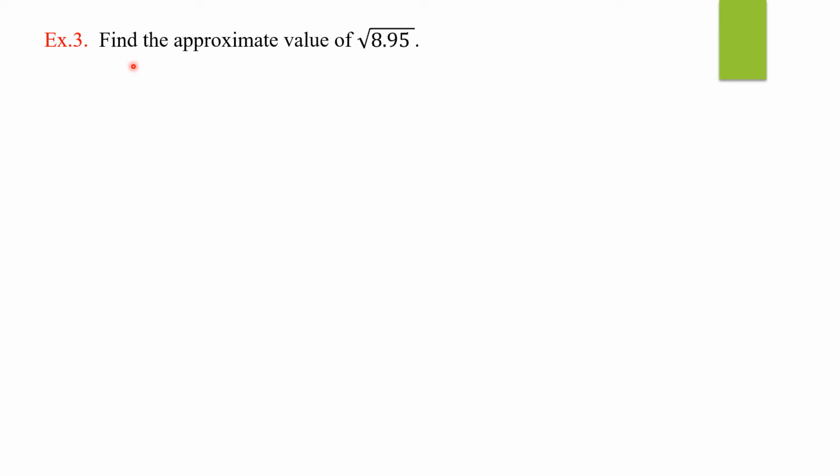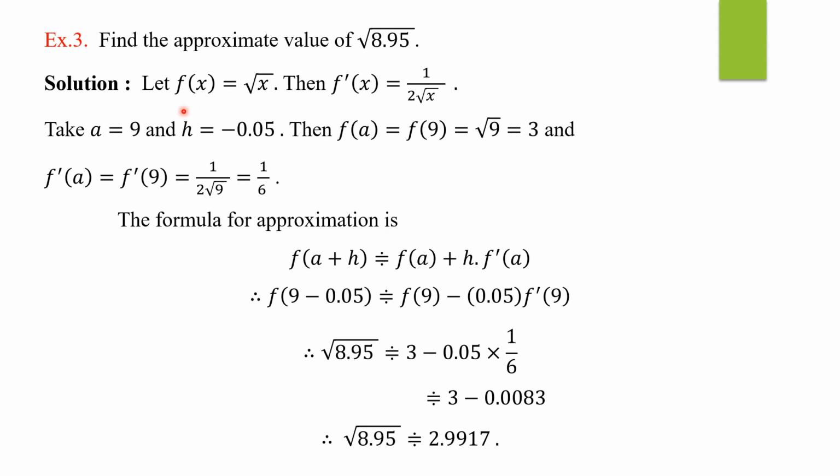Example number 3. Find the approximate value of root of 8.95. Solution. Let f of x equal to root of x. Here we take the function root of x. Then its derivative f dash of x is 1 divided by 2 root x. The number 8.95 is split as 9 minus 0.05. Hence, take a equal to 9 and h equal to minus 0.05.